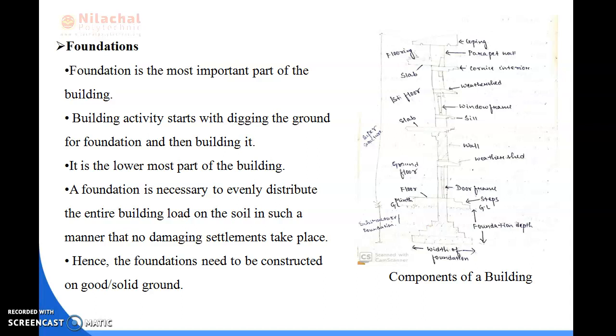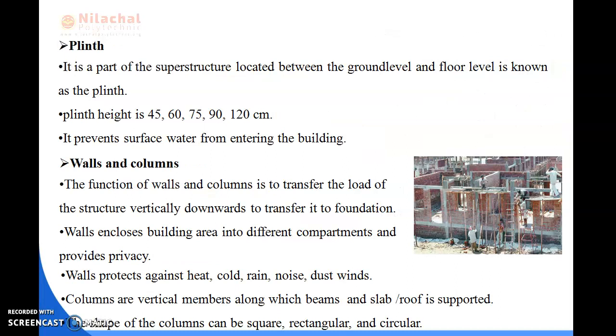And the foundations need to be constructed on solid or good ground soil, and this activity mainly starts with the digging of the ground for foundations, and then we have to build the structure. So it is known as foundations. Next, that is plinth.